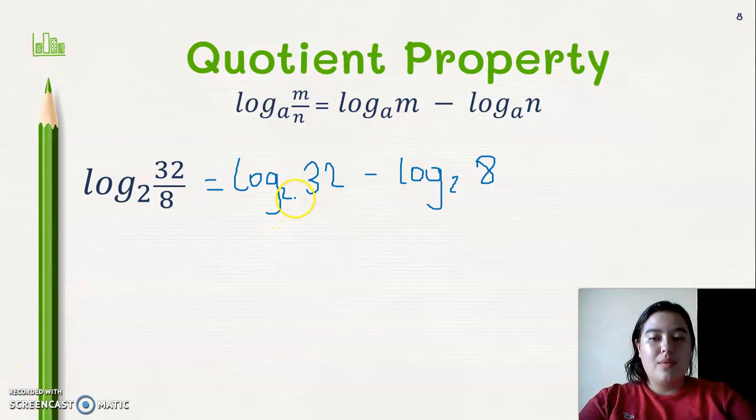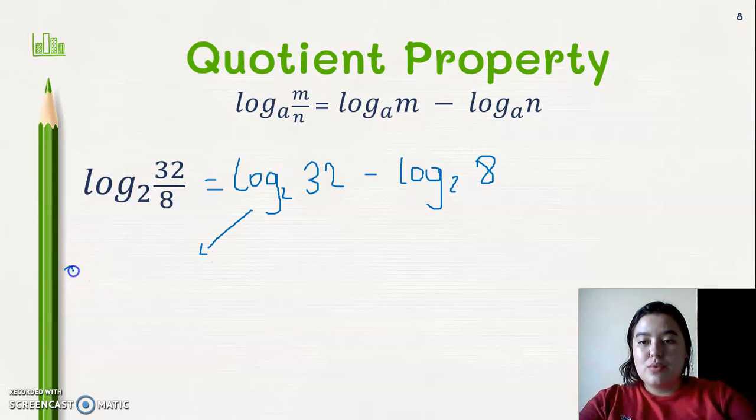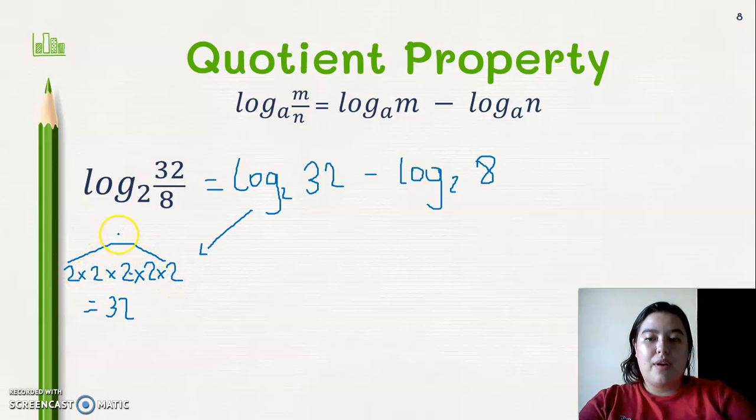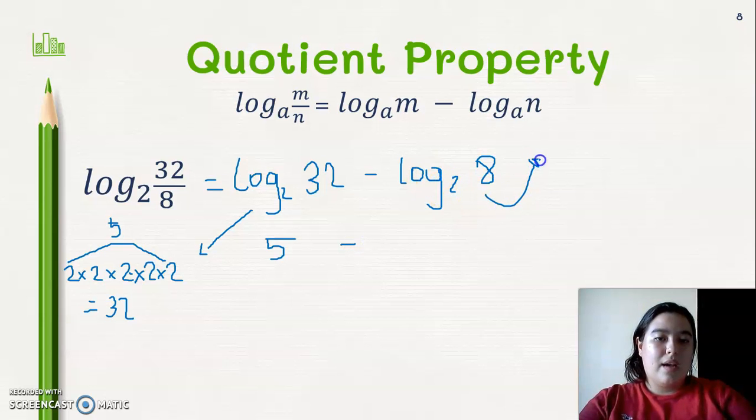Now we have to do the same. How many times do I have to use 2 to have 32? Okay, so this is like 2 times 2 times 2 times 2 times 2, okay? So 2 times 2, 4, 4 times 2, 8, 8 times 2, 16, 16 times 2, 32, okay? So how many times do we use 2? 1, 2, 3, 4, 5. So log base 2 of 32 equals 5, minus, then we have log base 2 of 8.